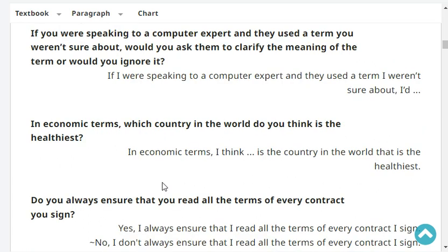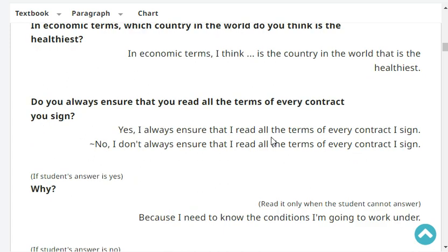In economic terms, which country in the world do you think is the healthiest? In economic terms, I think the US is the country in the world that is the healthiest. Very good.